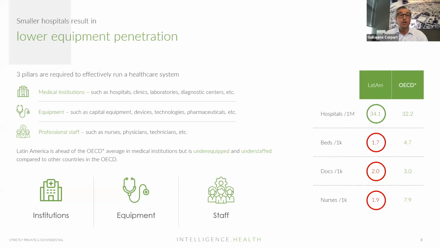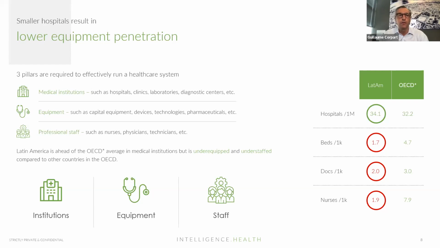The second is how much equipment these institutions have. So are they properly equipped? Do they have the equipment that's necessary for the population to go and get proper care? And these could be from X-ray machines all the way to linear accelerators, PET scanners, and so on.